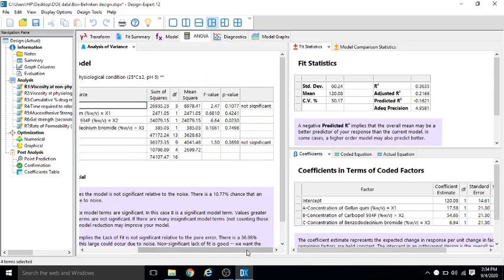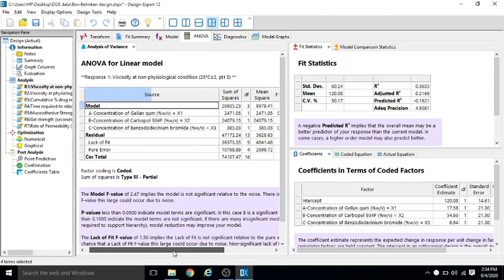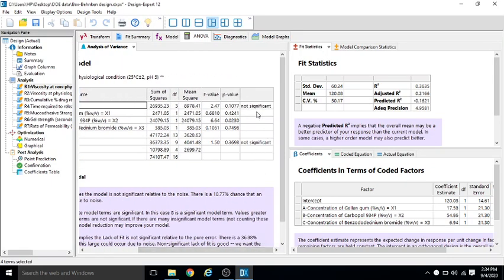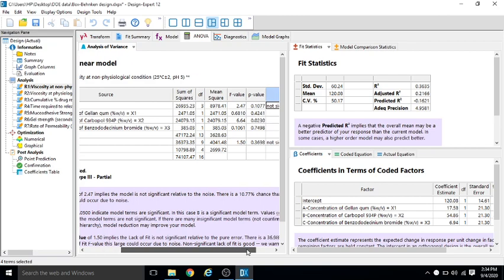If you go for the ANOVA, the model is not significant. You see, the model is not significant. And when the model is not significant, it means that somewhere we have made a mistake, and we have to check where we made the mistake and rectify it, because in ANOVA we are looking for significant terms here, right?